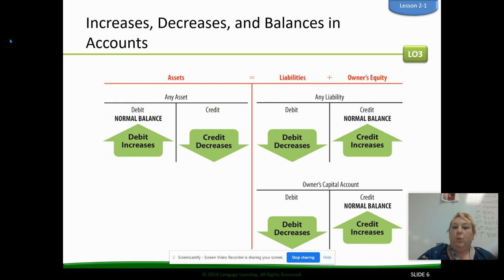So we have this in your 3x5 card. So any asset that we have, and I gave you guys your list, your normal balance will be your debit, your decrease will be your credit. For your liability, which is your accounts payable right now, your normal balance will be your credit, your minus will be your debit, and the same thing with your owner's capital. Notice it just says capital on here. Your capital will have the increase on the credit, and the debit will be your decrease.